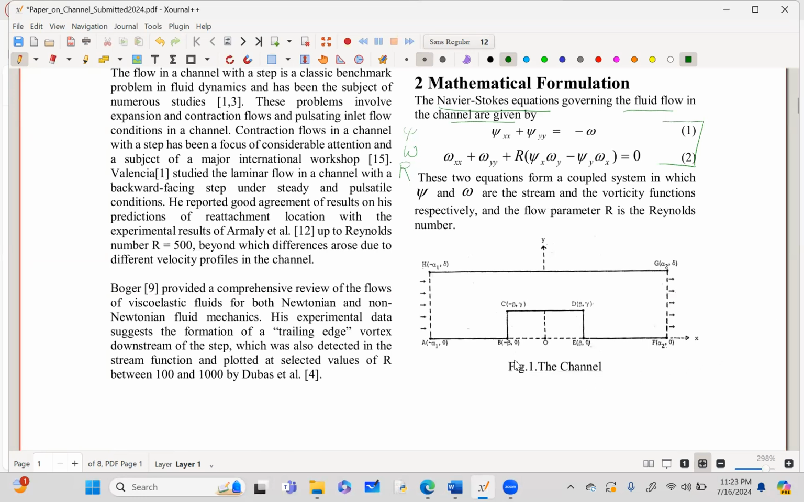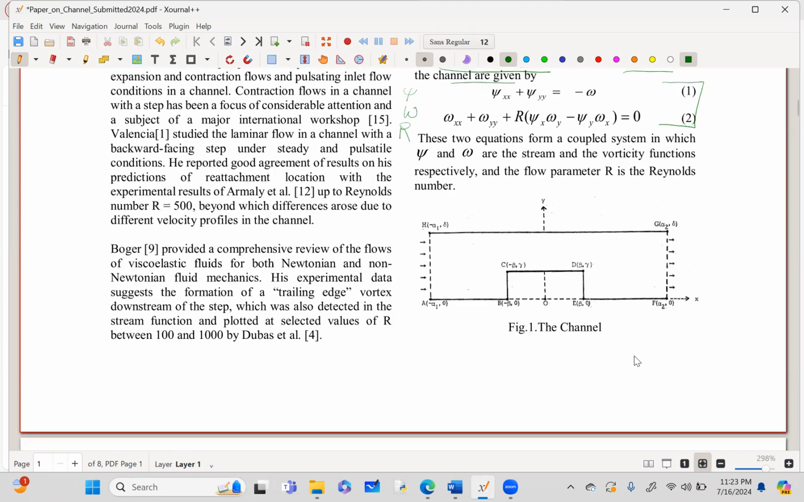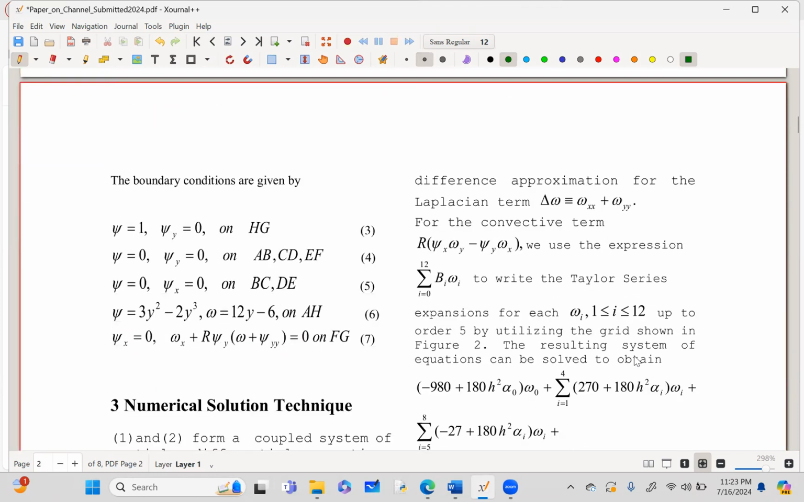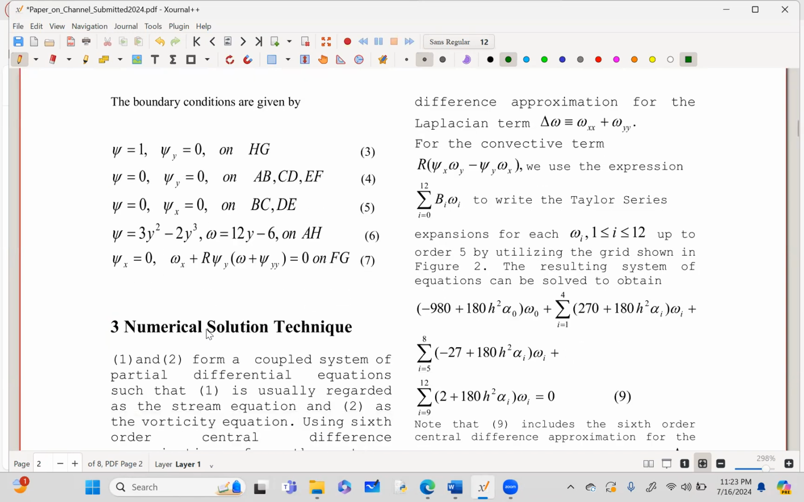The figure shows a profile of the channel and some of the parameters involved. The boundary conditions are given by 3 through 7, where these boundaries are indicated relevant to the corresponding equations. So once we have examined the problem, we come to developing the numerical scheme.